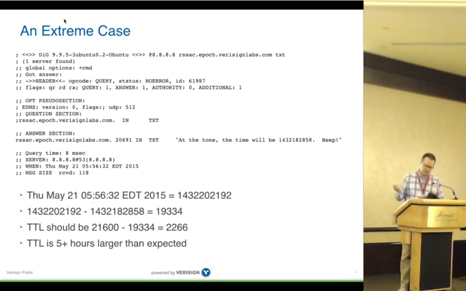This is a case where, according to these numbers, this is the time that the response was generated from my server. This is the time that the query was made, and this is the TTL value. And if you do the math on these, the return TTL was something like 5 hours longer than it should have been. Of course, it's still well under the max cache TTL limit of 6 hours, but still there's something going on there that I can't really explain.